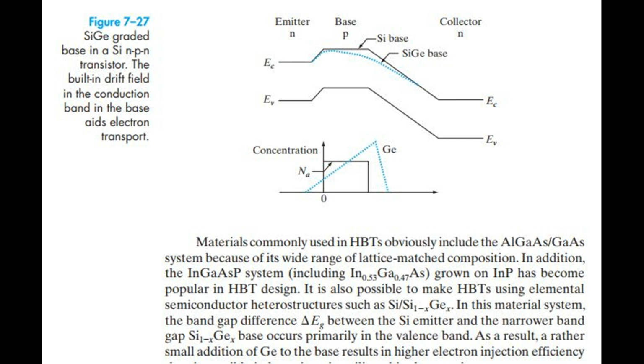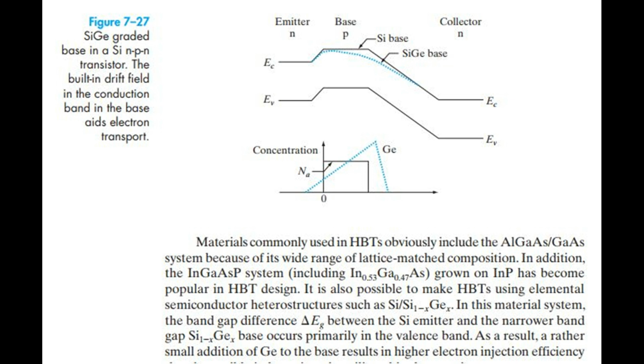Materials commonly used in HBTs obviously include the aluminum gallium arsenide/gallium arsenide system because of its wide range of lattice-matched composition. In addition, the indium gallium arsenide phosphide system, including indium 0.53 gallium 0.47 arsenide, grown on indium phosphide, has become popular in HBT design. It is also possible to make HBTs using elemental semiconductor heterostructures such as silicon/silicon(1-x) germanium(x).